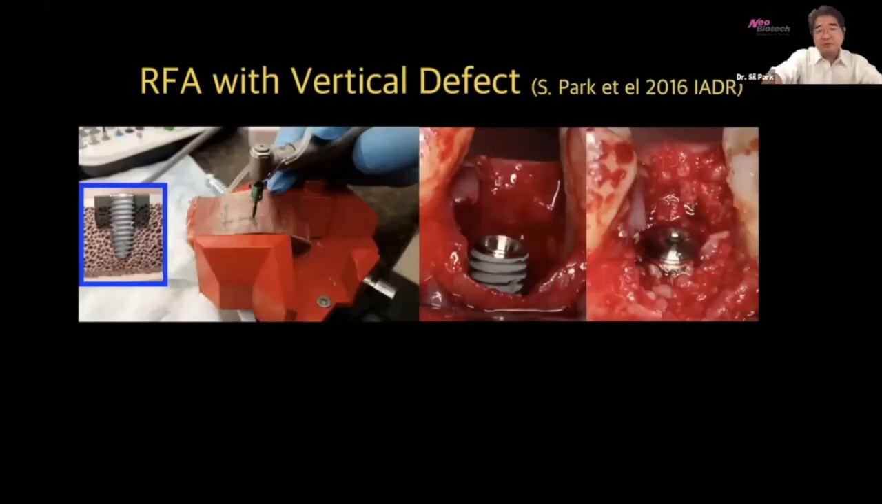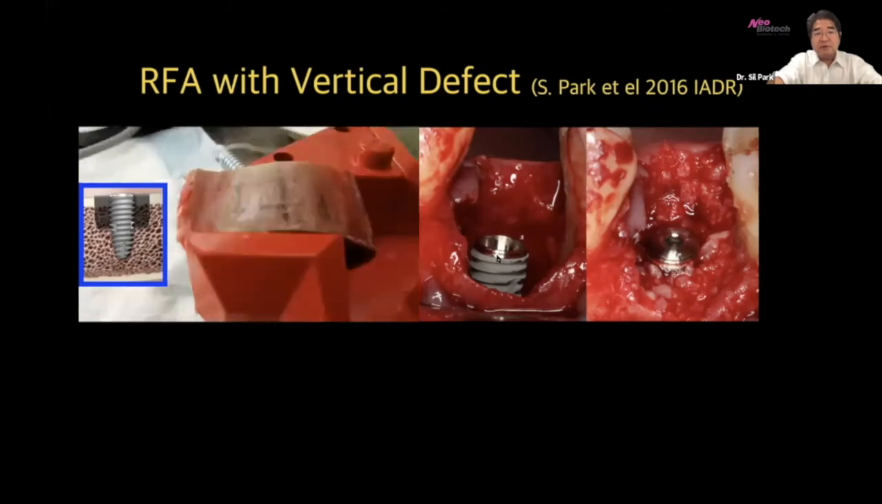And this experiment also shows you the effect of graft material. Many times we place the implant right after pulling out the tooth, and there's going to be a big space around it, right? And then we put some bone graft about here, and then we do the restoration later on. So I tried to find out the effect of the bone graft material on the RFA. So let me share this video clip with you guys.